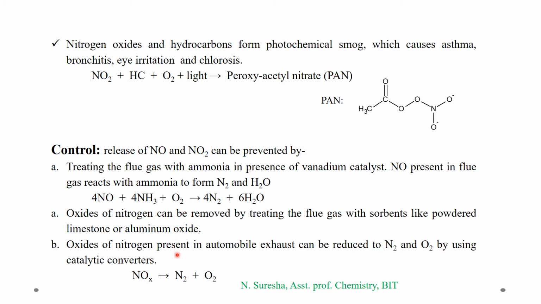Oxides of nitrogen released through the automobile exhaust into the atmosphere can be reduced by fixing a catalytic converter in the exhaust of automobiles. That catalytic converter also converts the oxides of nitrogen into nitrogen gas and oxygen gas. Therefore, by fixing a catalytic converter, the release of oxides of nitrogen into the atmosphere through the exhaust can be reduced.